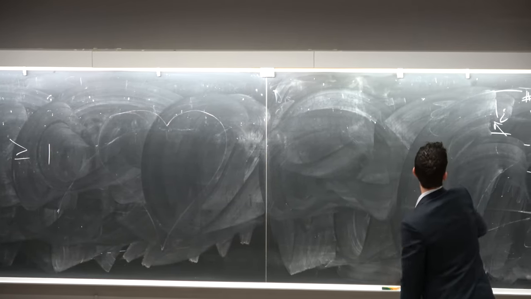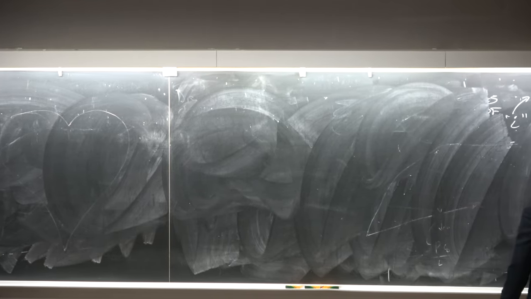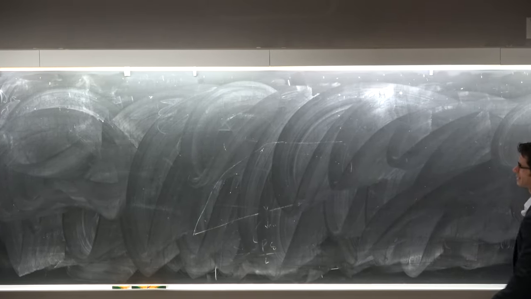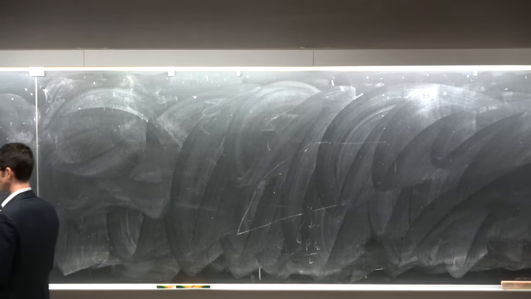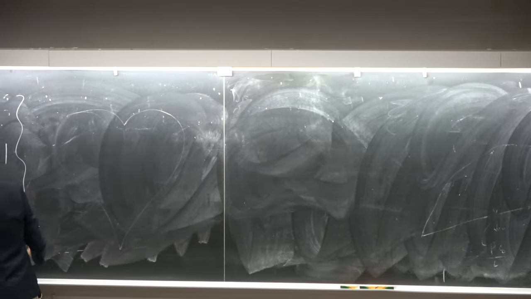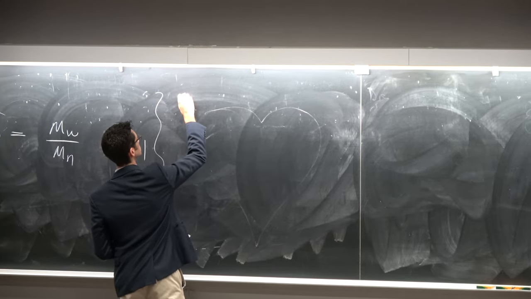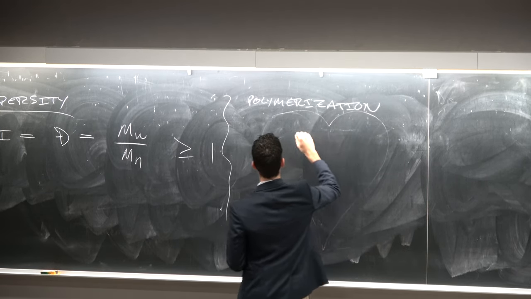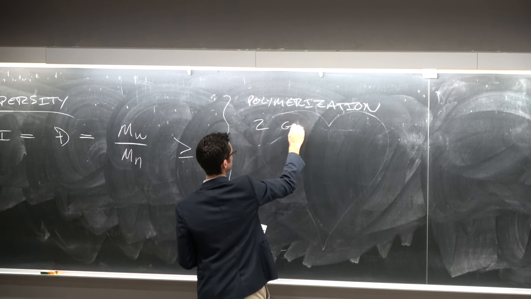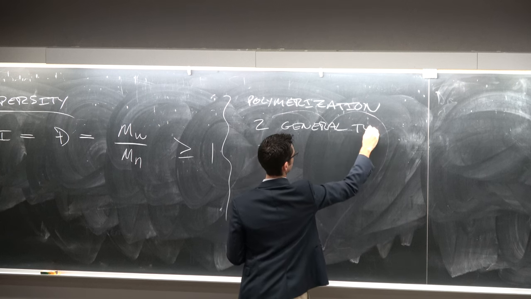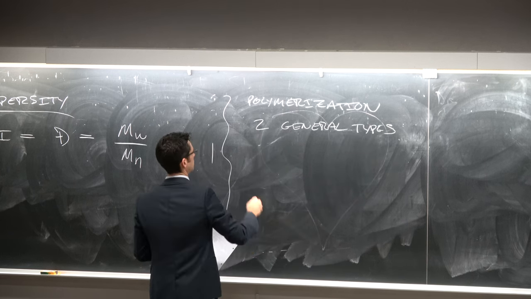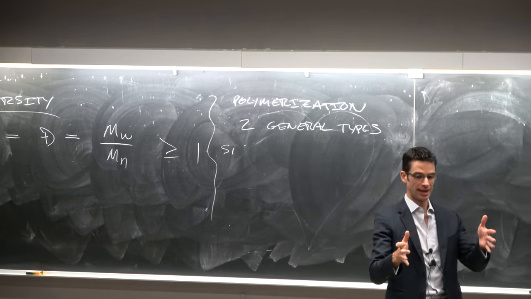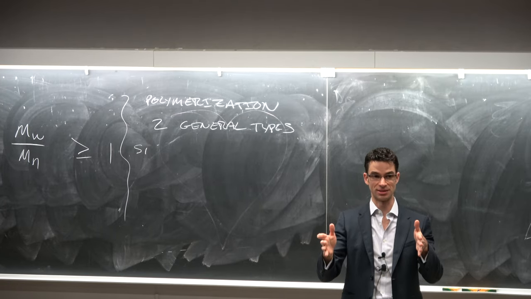Okay, how are these materials made? We won't go into too much detail on the chemistry, but the chemistry really affects what type of product that you get. So there are two general types of polymerization. Let me explain before I draw this. You can imagine having monomers that form a polymer in two different ways.